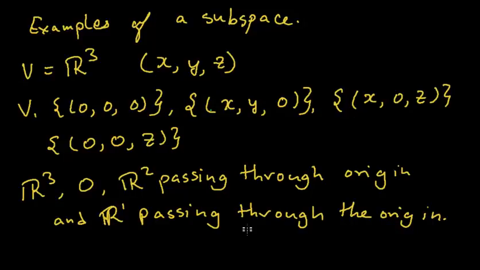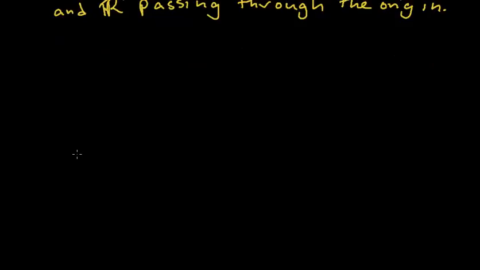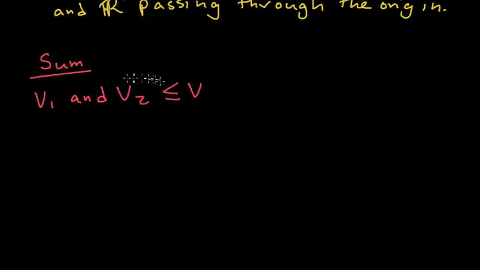Okay, having defined the subspace, let's look at a few properties or operations of the subspace. Let's look at the sum and the direct sum of subspaces. What's the sum? Say V1 and V2 are subspaces of V. This is how we denote a subspace: to say U is a subspace of V, we write this symbol that looks like the less than or equal to symbol.